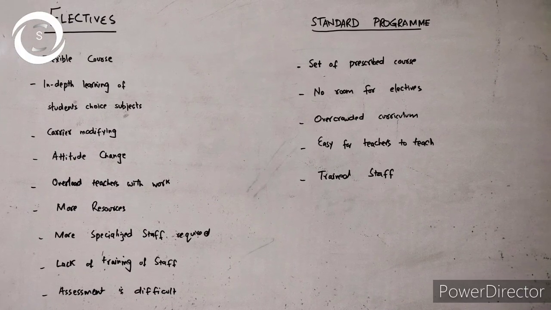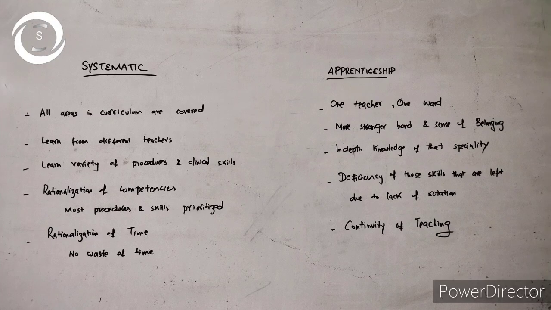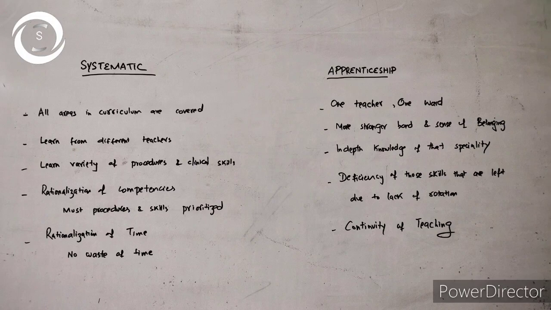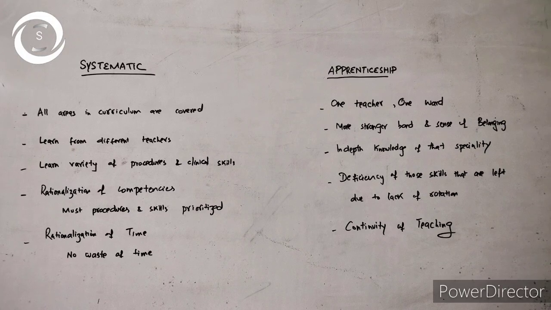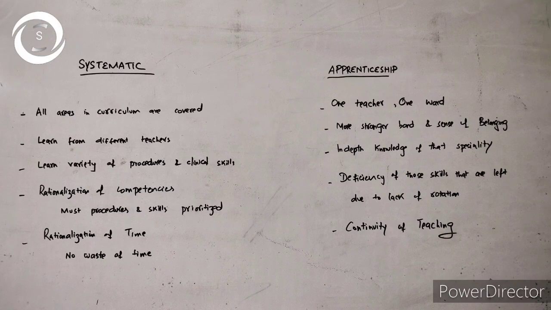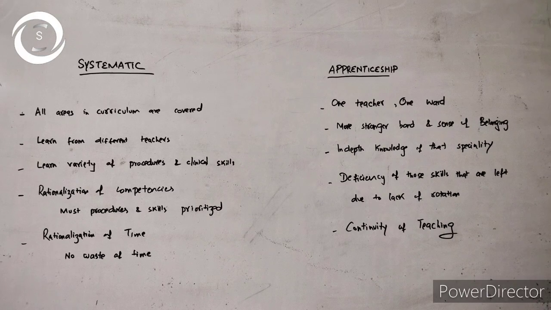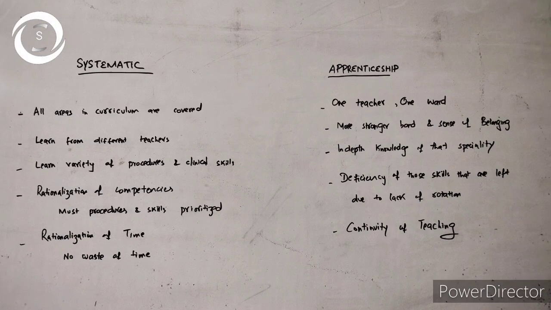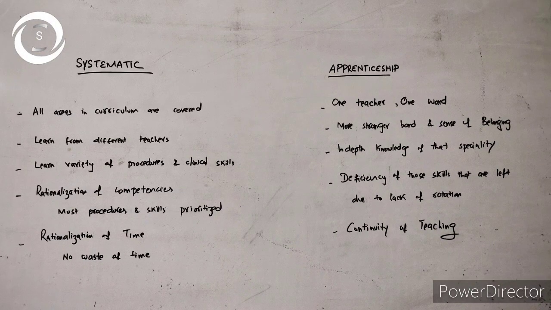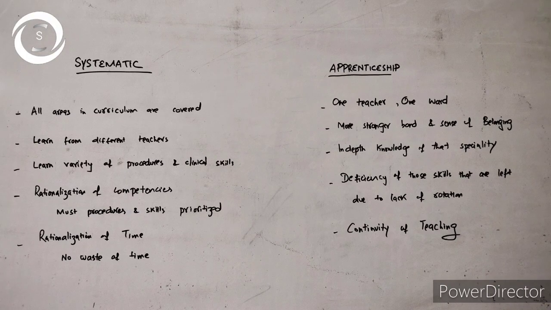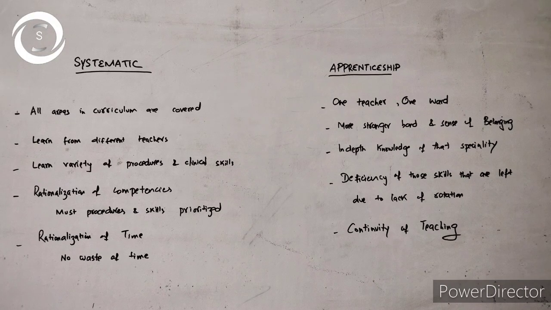Now the last strategy is systematic versus apprenticeship. I will give you my own example: I got training in ophthalmology in an oculoplastic unit under one supervisor. I spent 4 years, so I learnt a lot more than the required oculoplastics, but I had deficiencies in other subspecialties like vitreoretina and cornea.